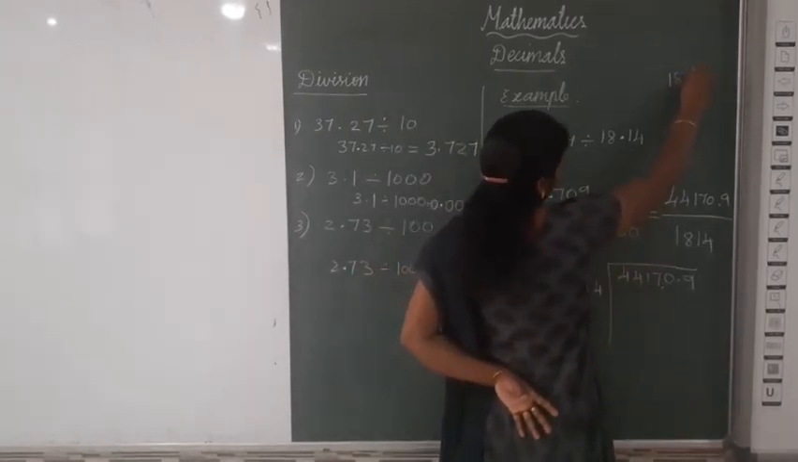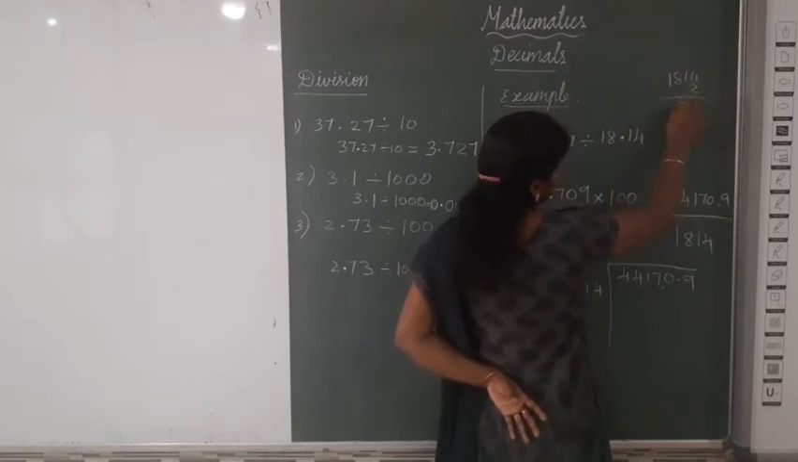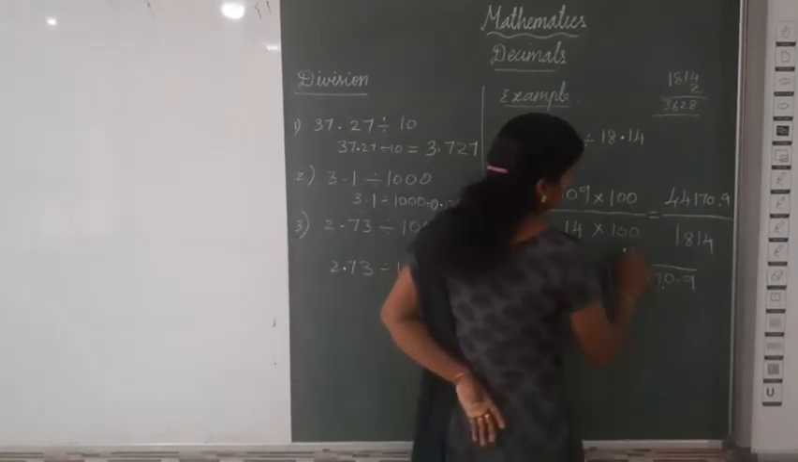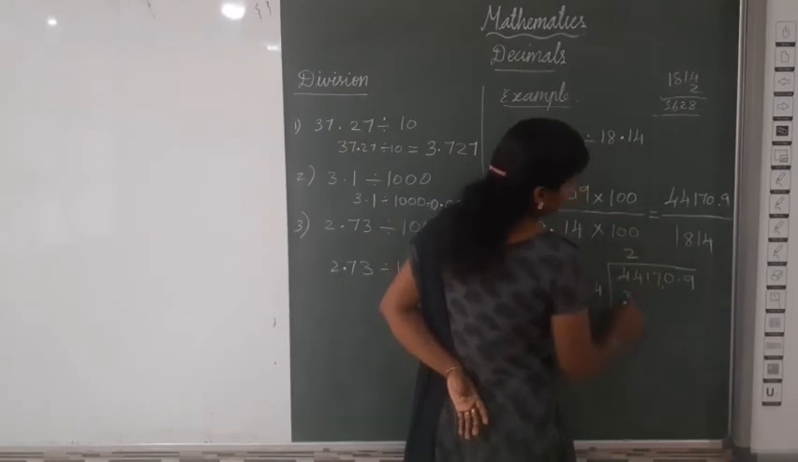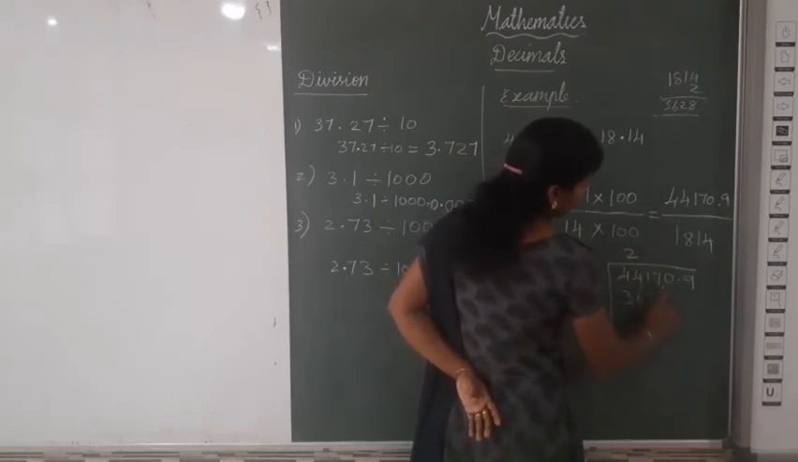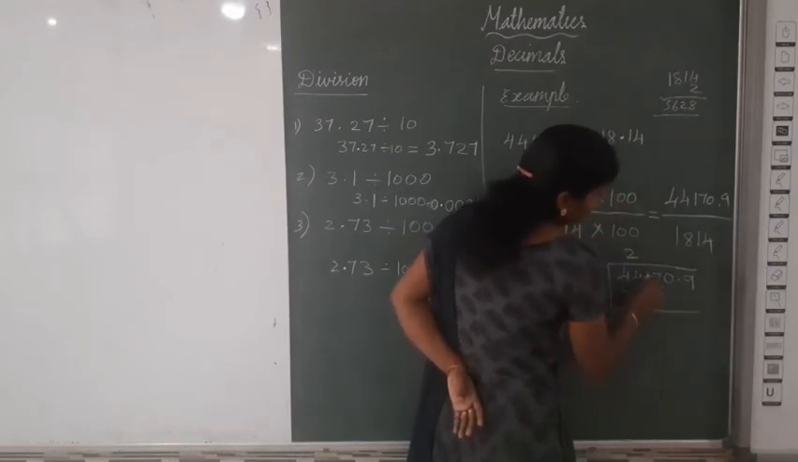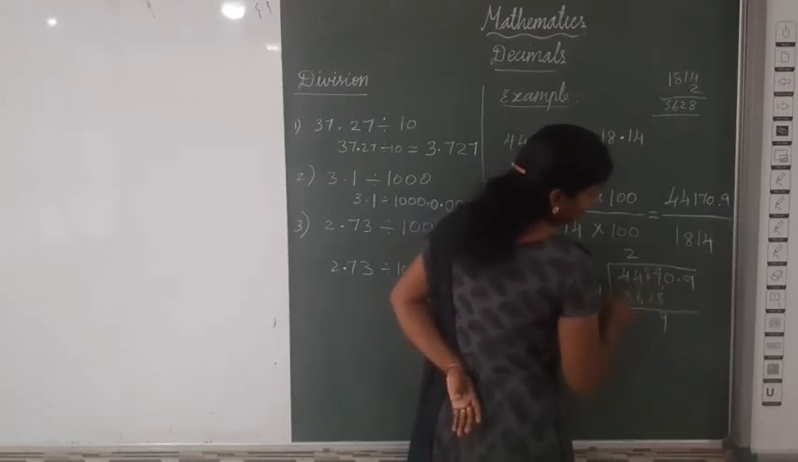1814 is 2 times: 2 times 4 is 8, 2 times 1 is 2, 2 times 8 is 16, 2 times 1 is 2. So this is 2 times 1814, 3628. Now we can subtract: 7, here take borrow, here 0 becomes 17. 17 minus 8 is 9. Then here take borrow, here 3 becomes 10. 10 minus 2 is 8.